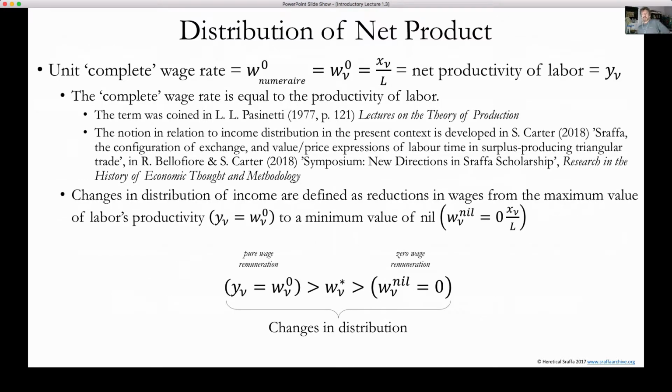We move to the distribution of the net product. We developed the idea of the complete wage rate. The complete wage rate, as we saw, was equal to the net productivity of labor. Again, it's coined in Passanetti's book, page 121. I also utilized this notion in an essay that's being published early next year in Research in the History of Economic Thought and Methodology. I'll make that available for people as well.